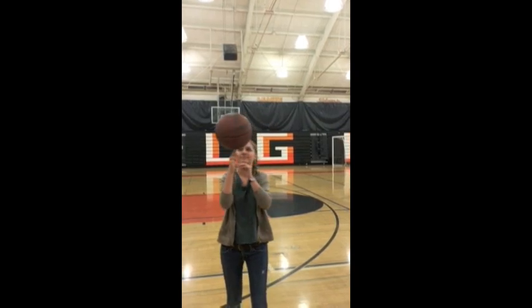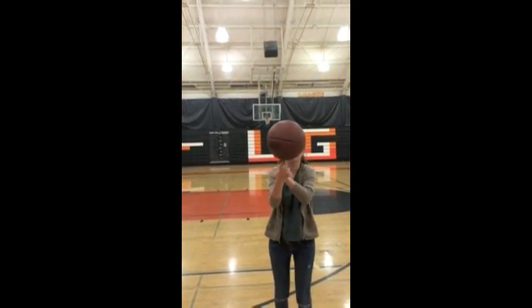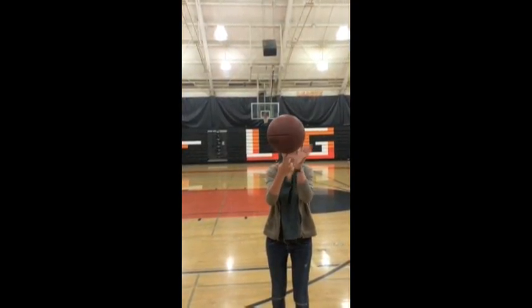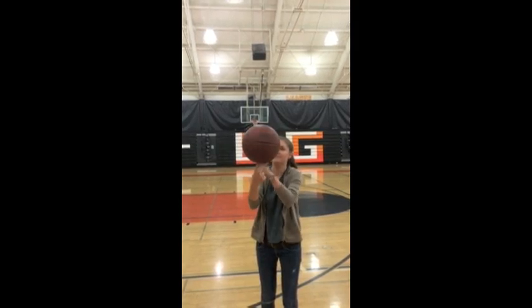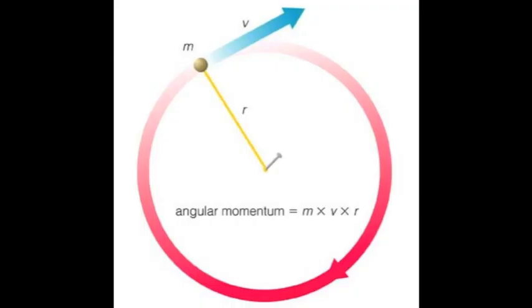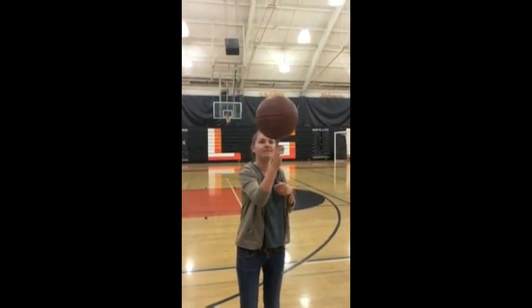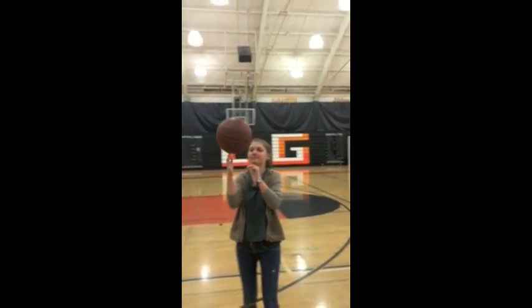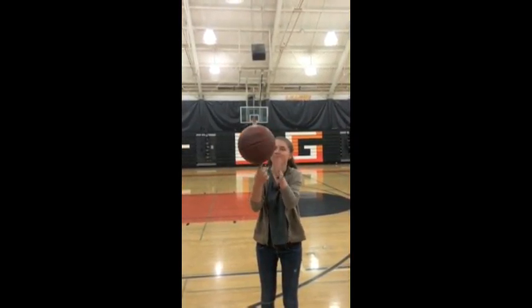The angular velocity is equal to its linear velocity divided by its radius, or the change in angular displacement over time. Just like linear momentum, angular momentum is also conserved. The angular momentum of the ball depends on the ball's mass, radius, and linear velocity. So the only way I can change the momentum of the ball is if I add an outside force, or a torque, since we're talking about angular motion.